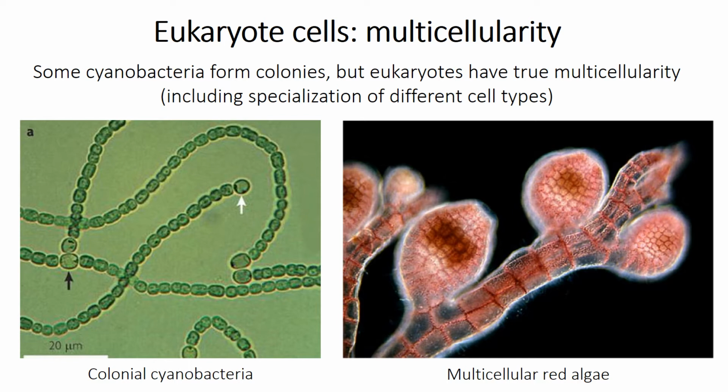And finally, eukaryotes can have true multicellularity, although many of them are single-celled as well, it's true. Now, of course, also some cyanobacteria can form colonies that have multiple cells, like in the photo here, but in this case the cells are all fairly similar. In multicellular eukaryotes, different cells can specialize for different purposes, such as the specialized reproductive cells in this red algae here.